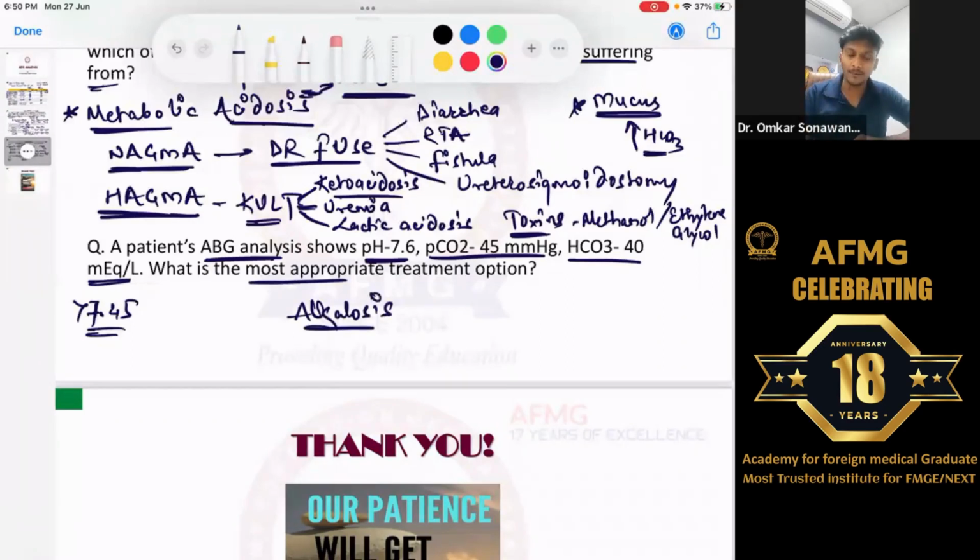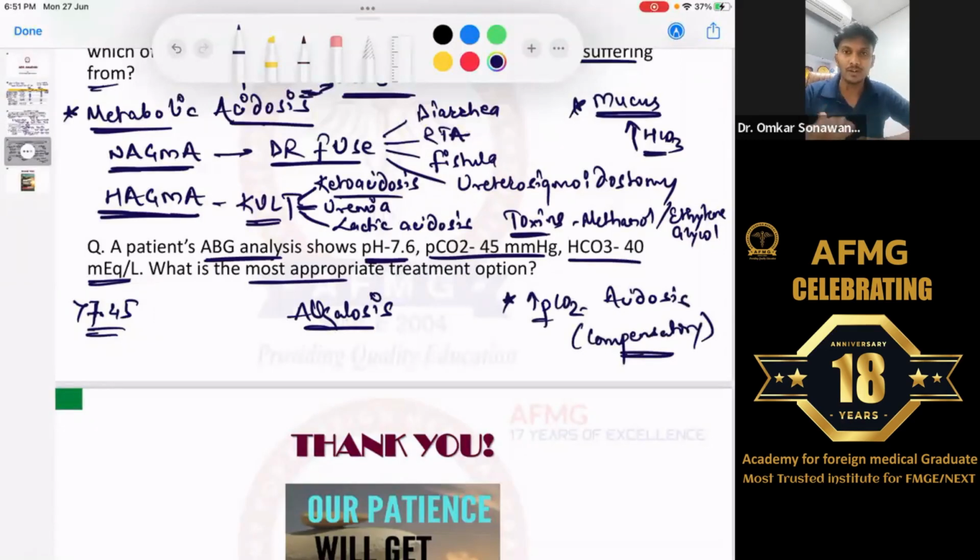That is confirmed from the pH. Now you need to decide whether it is respiratory or metabolic. How will you decide? You need to look for PCO2 and bicarbonate values. Here you will see that the PCO2 value is 45 mm of Hg. If PCO2 increases, that is suggestive of acidosis. So this doesn't go in favor of the pH. If this doesn't go in favor of pH, then definitely this is a compensatory mechanism. It is going the opposite way, isn't it? So definitely this is for compensation. This is not the main or underlying cause.